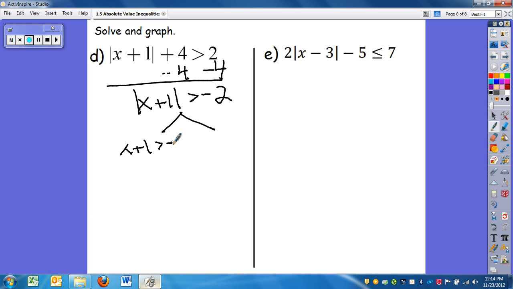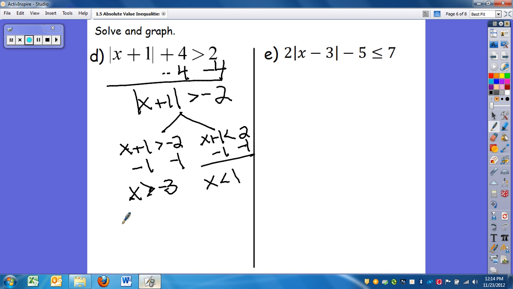So I have x plus 1 is greater than negative 2. And x plus 1, so it's negative 2, so the opposite of negative 2 is positive 2. And I still need to flip the sign because I changed the sign, or I changed the value here. So I minus 1, so x is greater than negative 3, and x is less than 1.